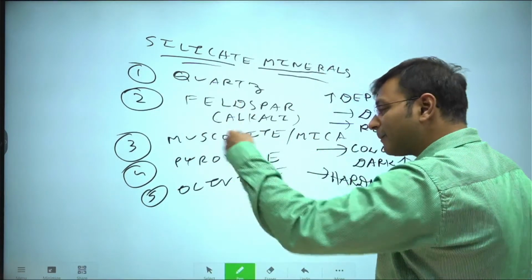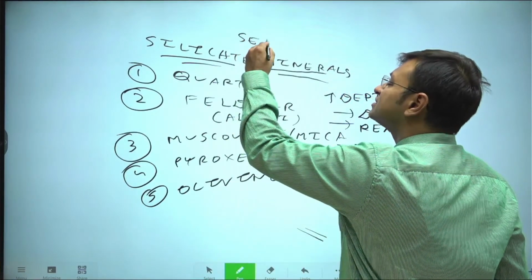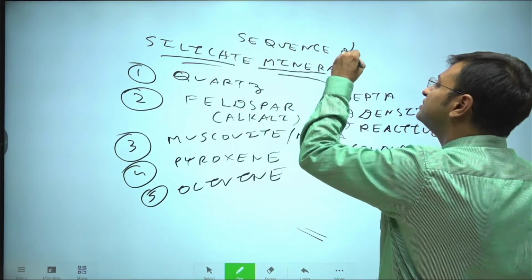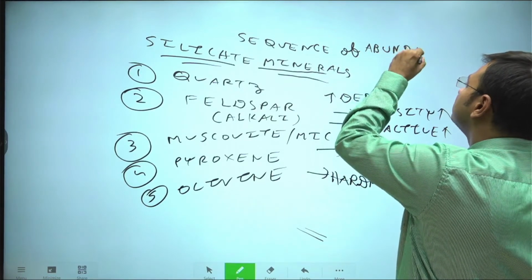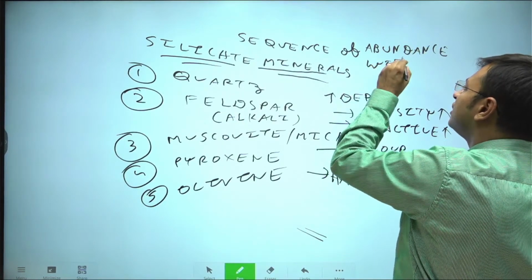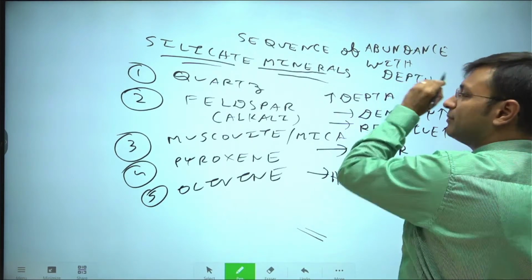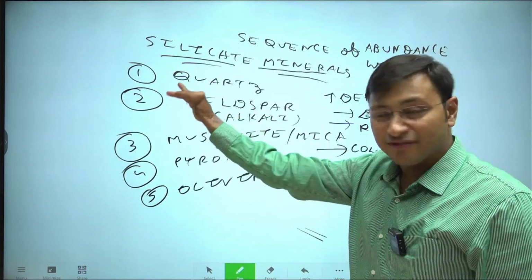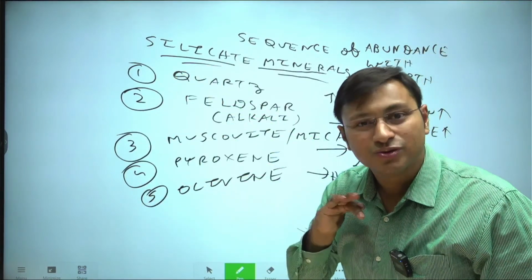The picture which I have painted in front of you is basically the sequence of abundance with depth. You just need to remember that the uppermost layers will have quartz, and as you move down, you will transition from quartz to olivine.